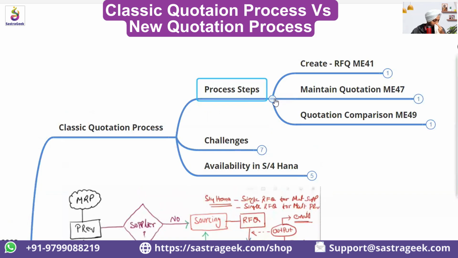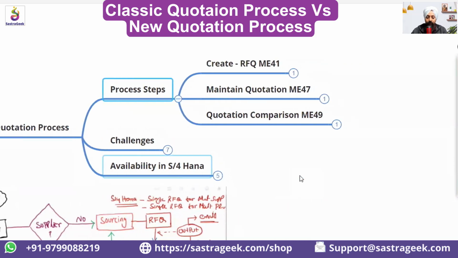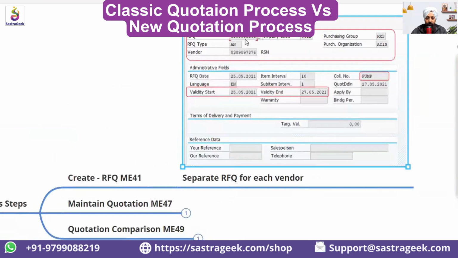So if you see the classic quotation process, in the classic quotation process, we were creating our quotations, our RFQs with the ME41 transaction. So this kind of transaction we were using. You put your RFQ number, a vendor number, and a start date and end date, and you will be creating the RFQ.